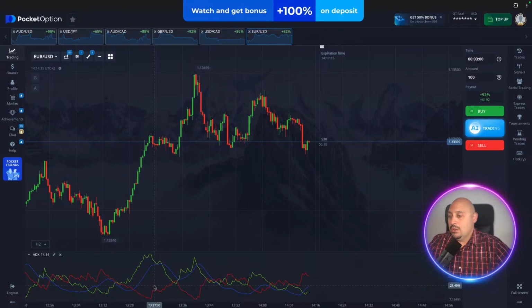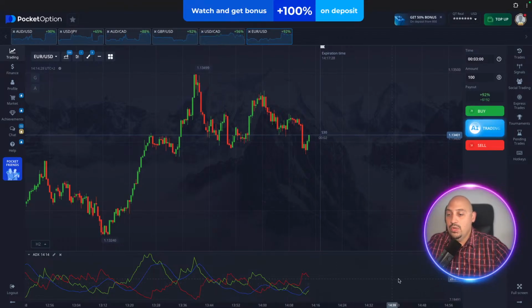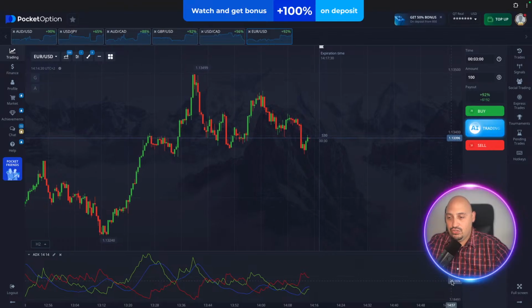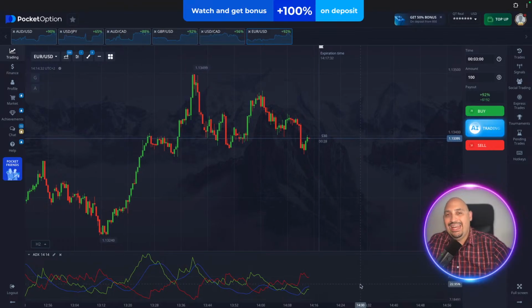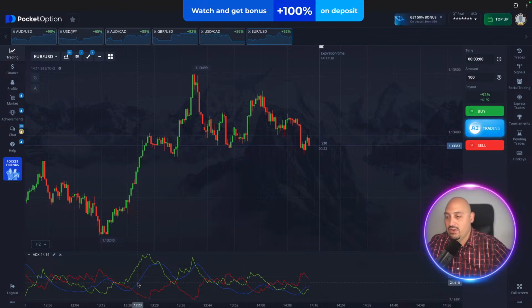Now the ADX, as I told you earlier, is the blue line. This is what the ADX does. It only measures the power of the trend. Now, how does it measure the power of the trend? When we look over here on the right, you see some percentages, right? Technically, anything above 25% is considered a strong trend. So here we have 25%.